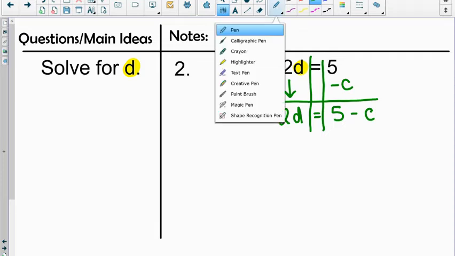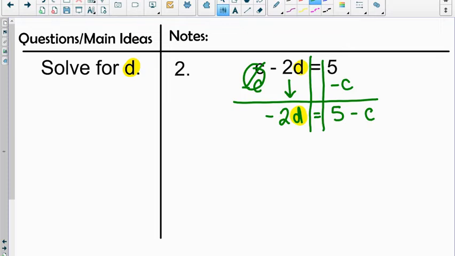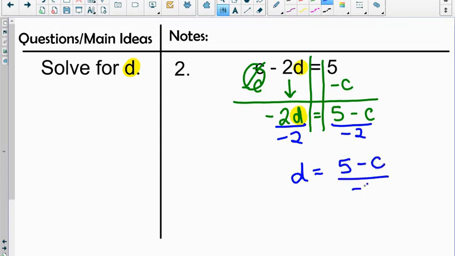So we're getting closer. Remember, our goal here is to get the letter D by itself. So think about, how do you get rid of the negative 2 in this case? Well, it's currently negative 2 multiplied by D. So if we want to undo the multiplication, we would use division. Divide both sides by negative 2 gives us D equals 5 minus C all over negative 2. Now there is a way of simplifying that, but for today, I'm okay with that. The key today is to get the indicated variable by itself.